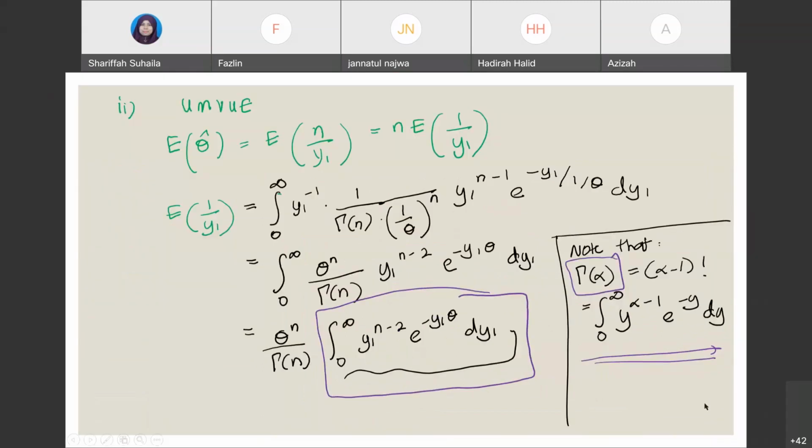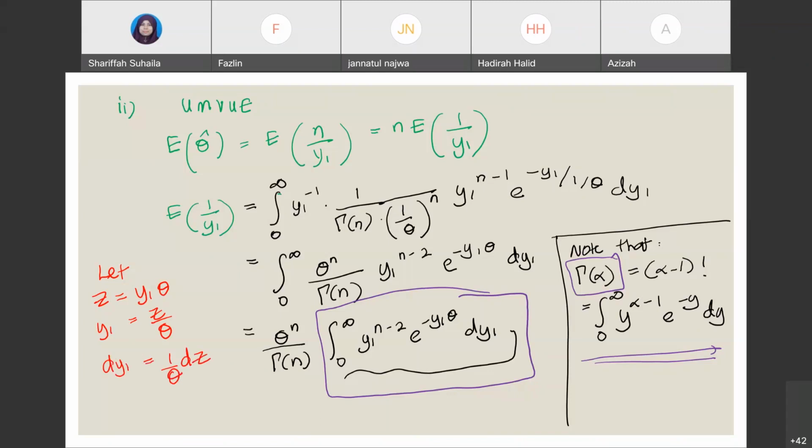We will define a variable. For example, let z equal y1 over theta. So y1 over theta means we have z over theta. Differentiating with respect to y1, we will get 1 over theta dz, right?